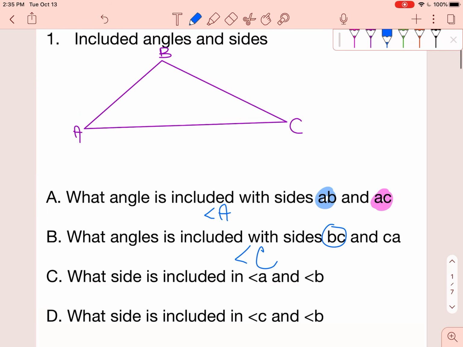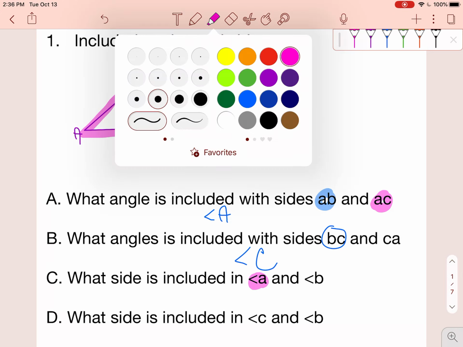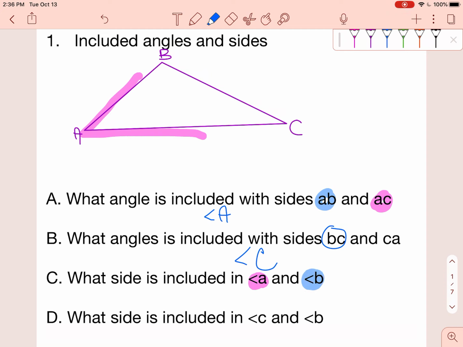Next is an included side. So let's say I'm asking you, what side is included in angle A and angle B? What I would do is trace angle A and trace angle B. What side has both colors overlapping? Side AB. Okay, segment AB. That's the only one out of those 3 segments that has both colors. So that is the included side.